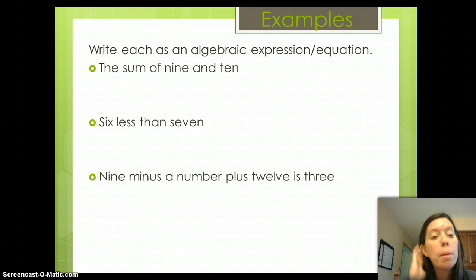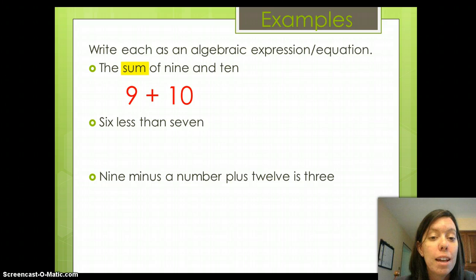And the best way to go about kind of translating these into algebraic expressions is to start by highlighting or underlining the keywords. So in this first sentence, the sum of 9 and 10, we see one keyword from our keywords boxes, and that word is sum. And we know that that is a keyword for addition. It's in the addition box. So we would write this as 9 plus 10 using addition.